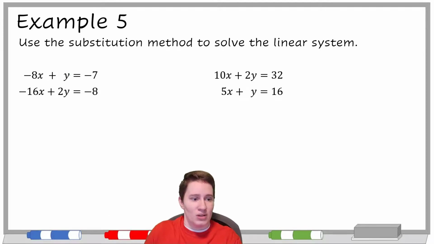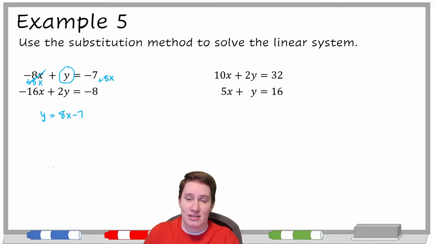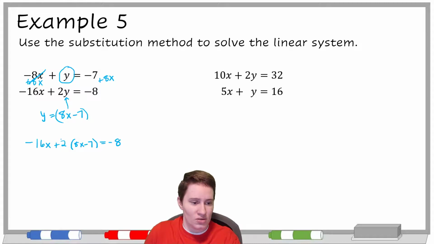So we would pick something to solve for, and the easiest thing to do is to pick this y that does not have a coefficient, which is the fancy word for the number in front of our variables. It doesn't have a coefficient, so it will be the easiest thing to solve for by adding 8x to both sides. So we get y equals 8x minus 7. We're going to plug that in for y. So we're going to take this and put it right here. So negative 16x plus 2 times 8x minus 7 equals negative 8. So we're going to distribute.